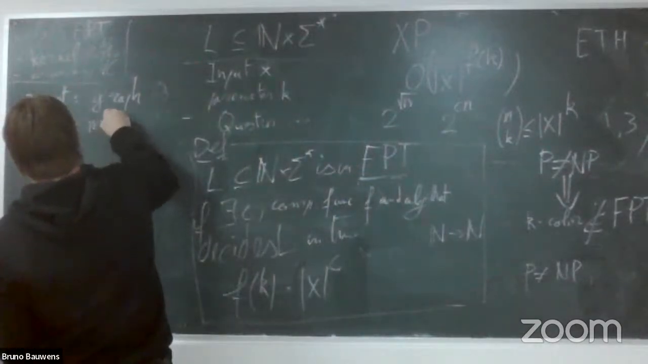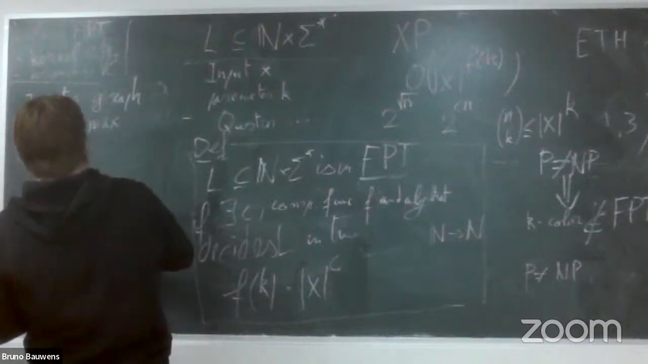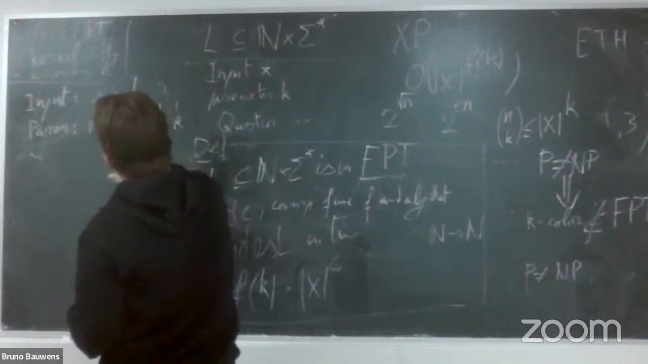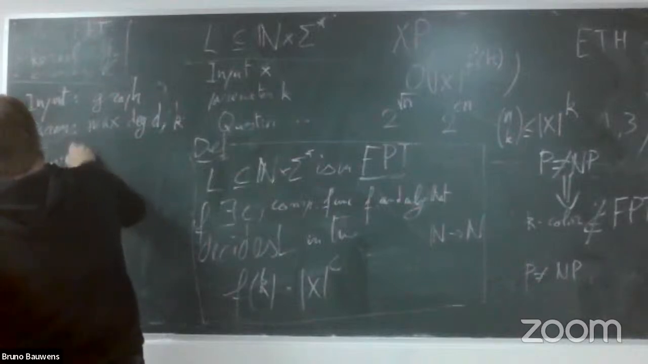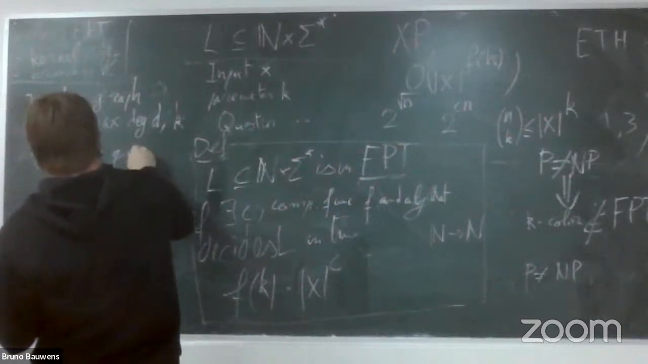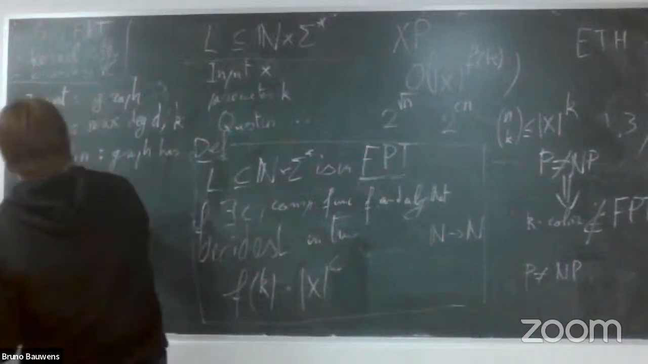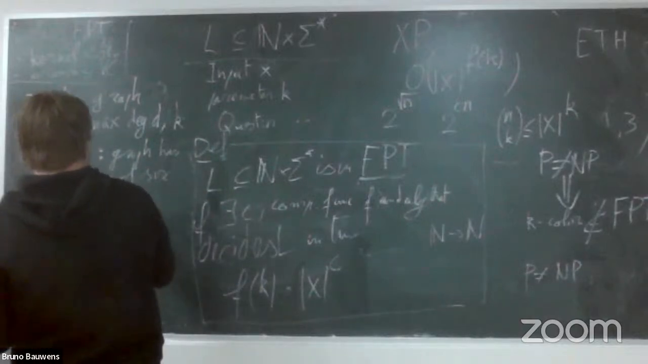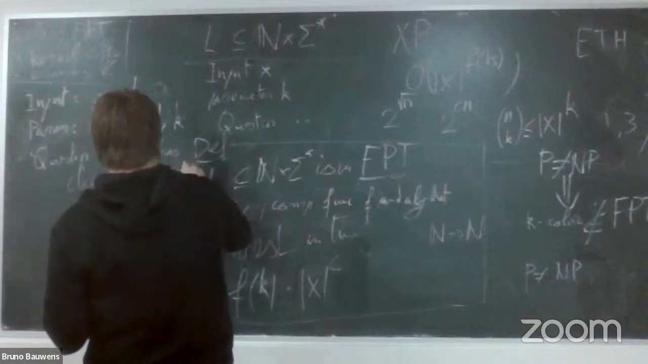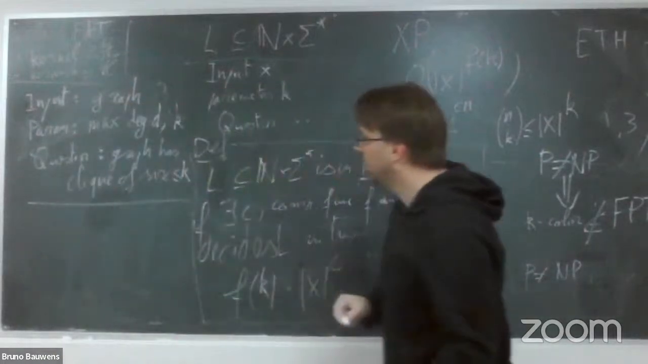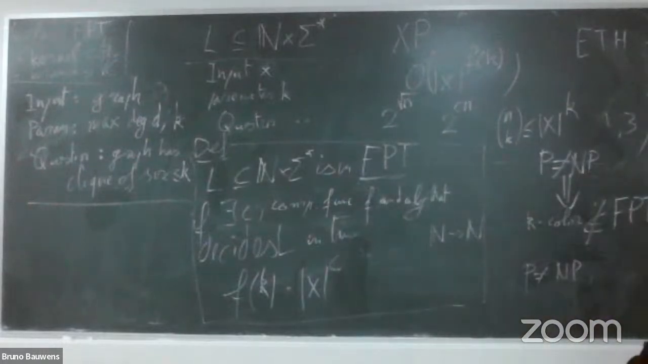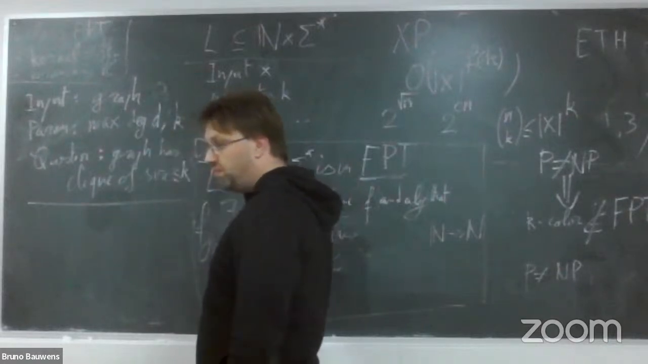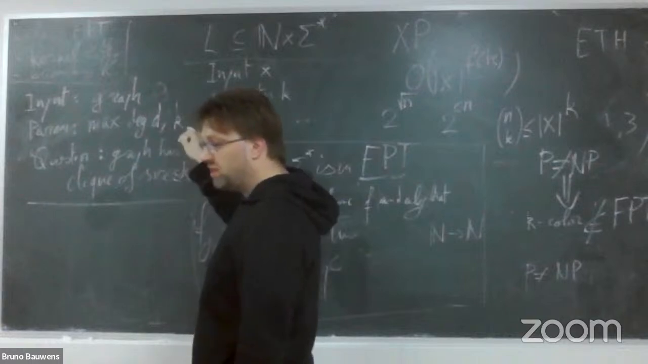So the max degree, and then the number k. And the question is: is there a clique of size at most k? Okay, that's our problem. Now the task is to prove that using both parameters it is FPT. We know that without the degree parameter, it's not FPT, but with this parameter, we can prove it's FPT.